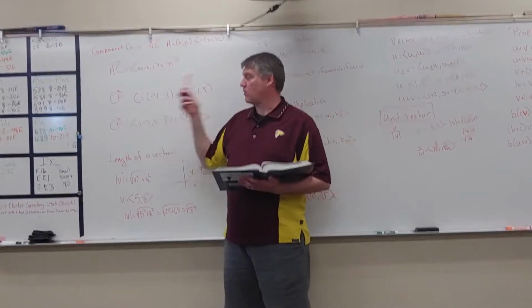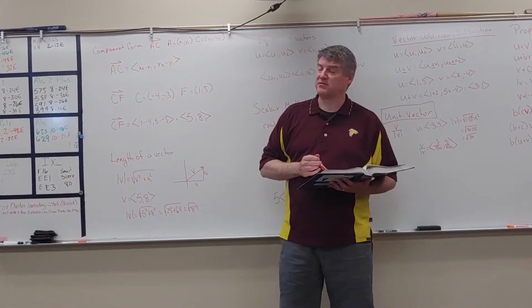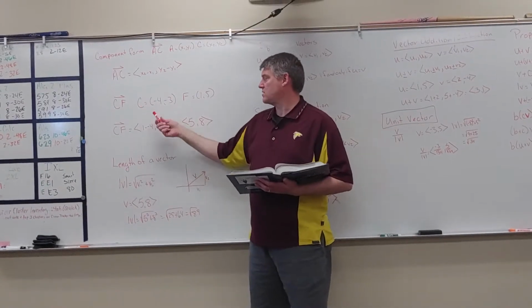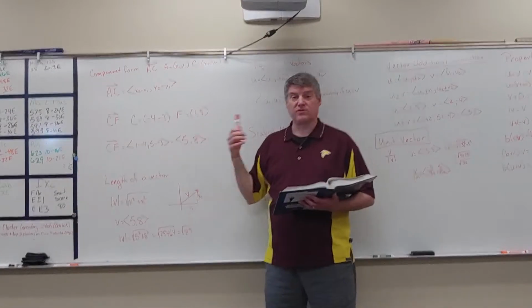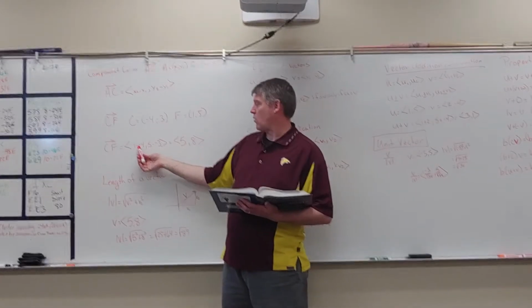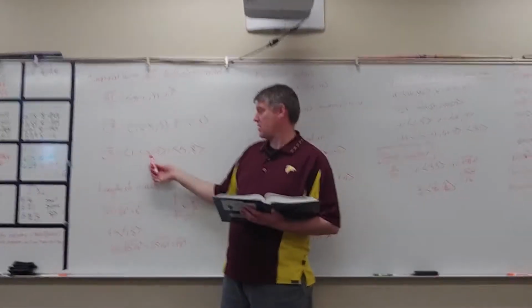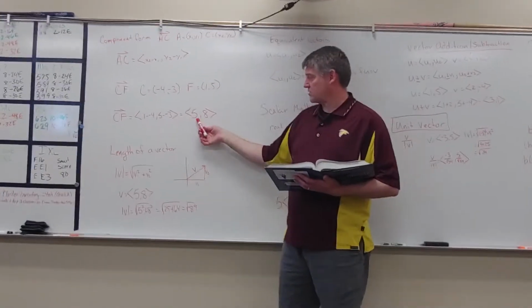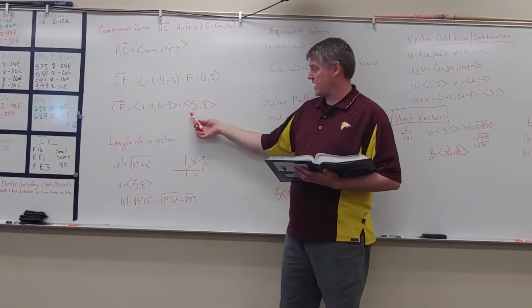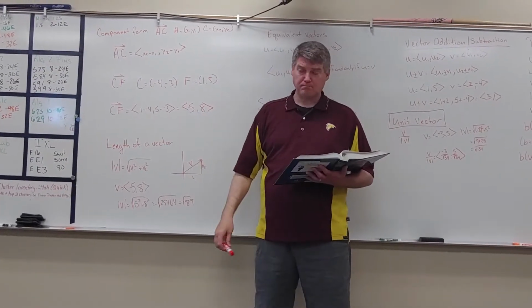So here's our example. I need to find the component form of CF. C is -4, -3, F is 1, 5. So the component form is 1 minus -4, comma 5 minus -3. So I have 1 plus 4, which is 5, 5 plus 3, which is 8. So this is the component form.